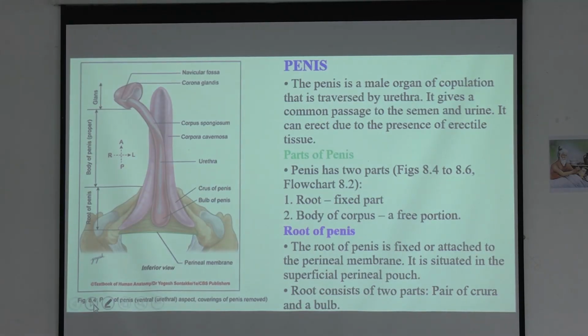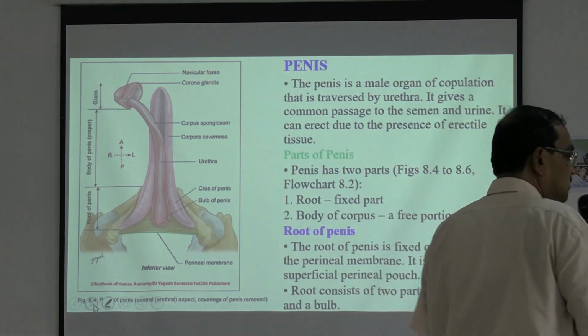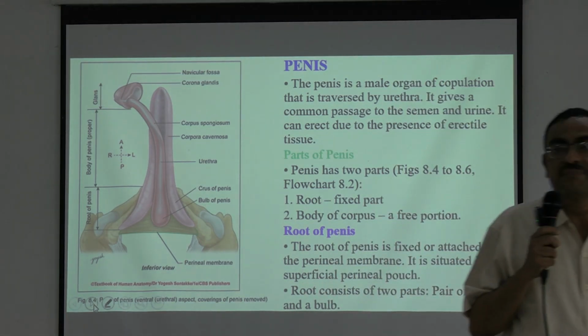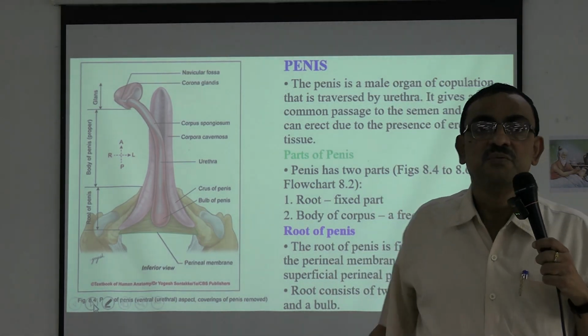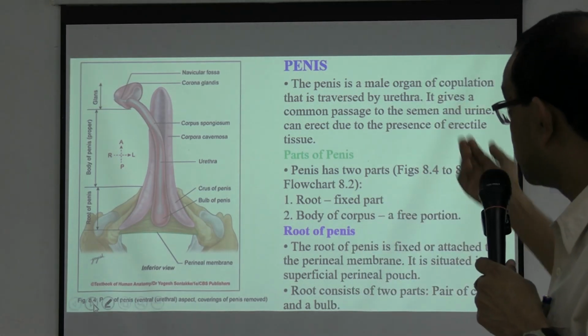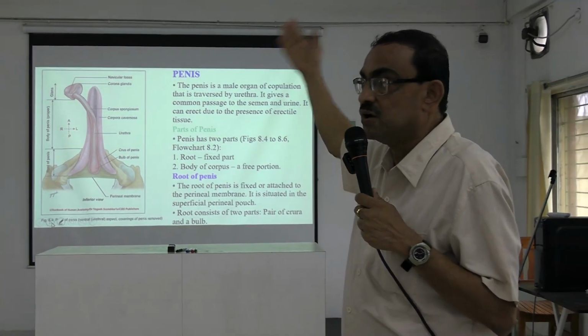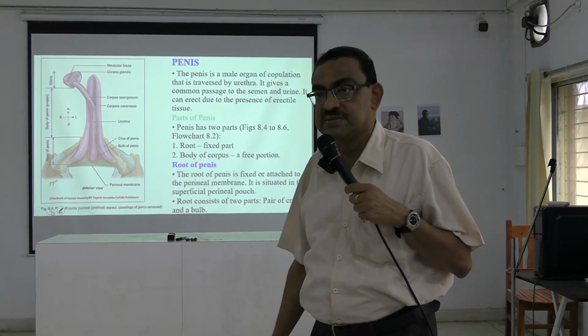The male external genital organ, there is the penis. Penis has got several parts, which has got dorsal surface, ventral surface. Which surface we can see? This is the ventral surface, and which is on the other side, that is the dorsal surface.